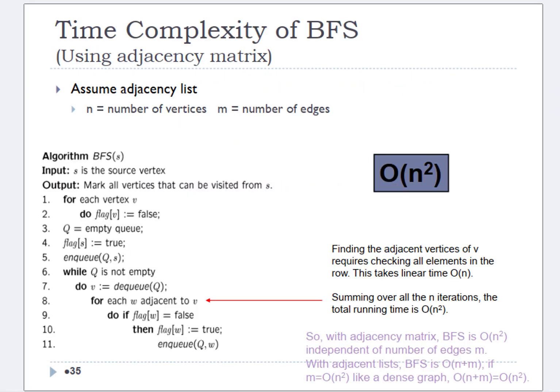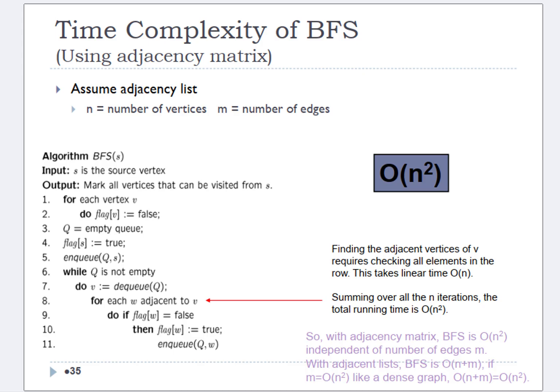Time complexity of BFS using adjacency matrix. Assume n equals number of vertices, m equals number of edges. The complexity is O(n²). Finding the adjacent vertices of v requires checking all elements in the row. This takes linear time, O(n). Summing over all the n iterations, the total running time is O(n²). So with an adjacency matrix, BFS is O(n²), independent of the number of edges m.